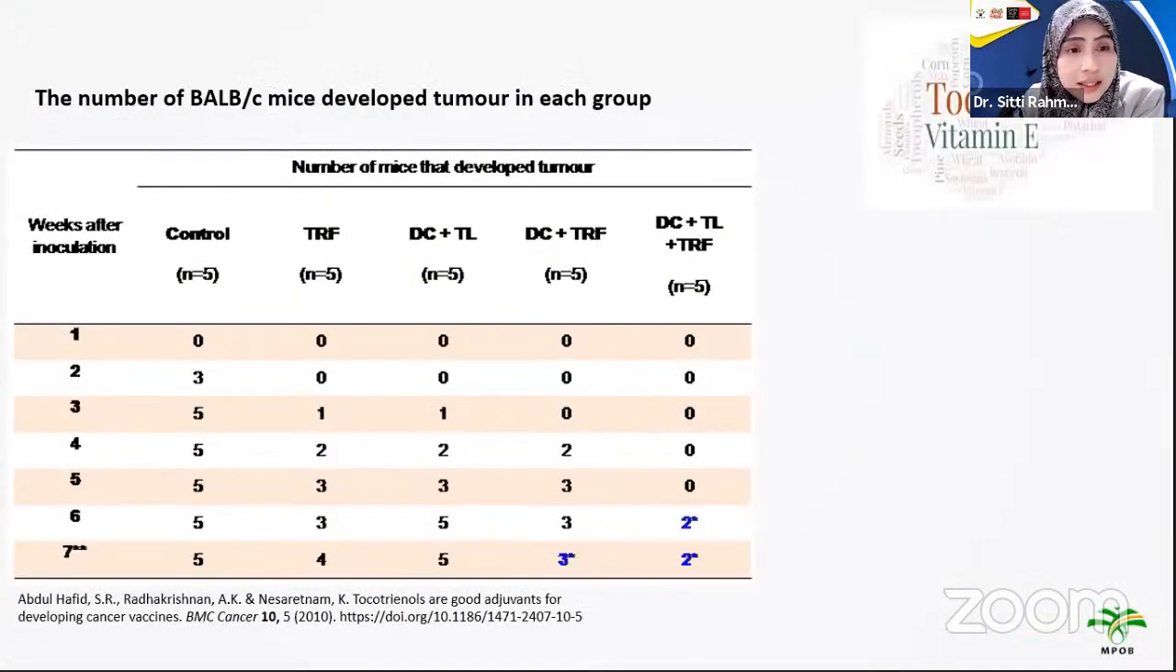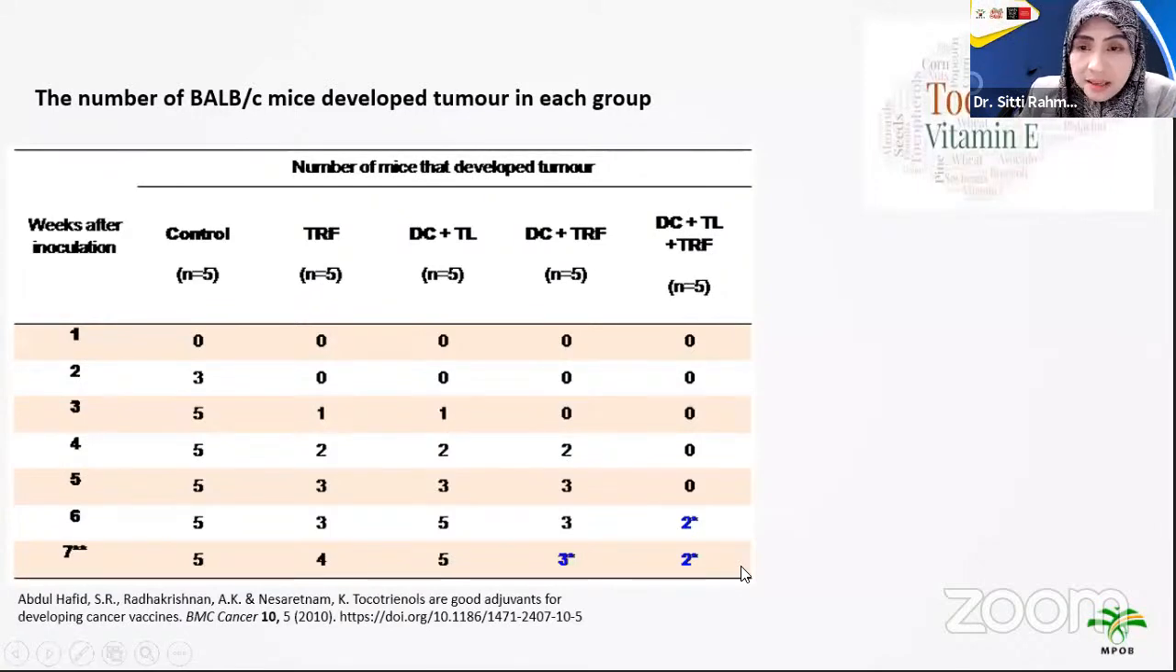Here we look at the number of mice that develop a tumor in each group. Each group consists of 5 mice. In the control, 5 of 5 mice develop a tumor, and it is also 5 of 5 in the DC plus tumor lysate group. With TRF, only 4 out of 5 mice develop a tumor. In our experimental group, we can see that 2 out of 5 mice develop a tumor, and it remains static from week 6 until the end of the study at week 7.